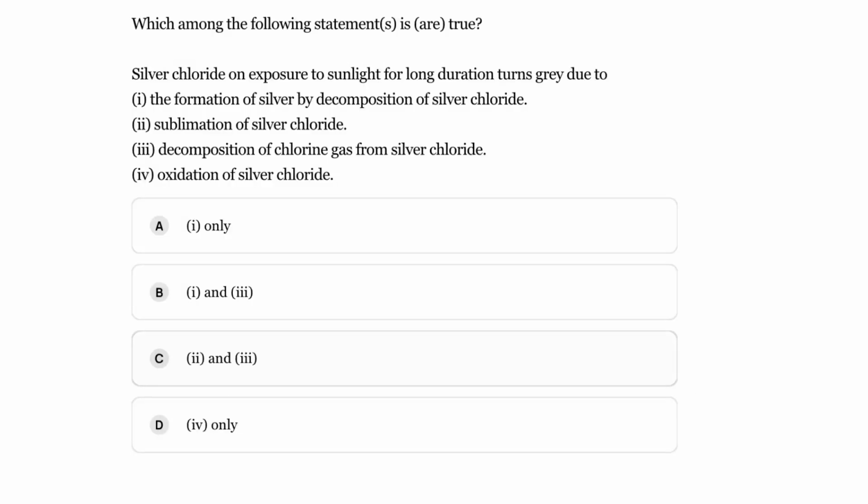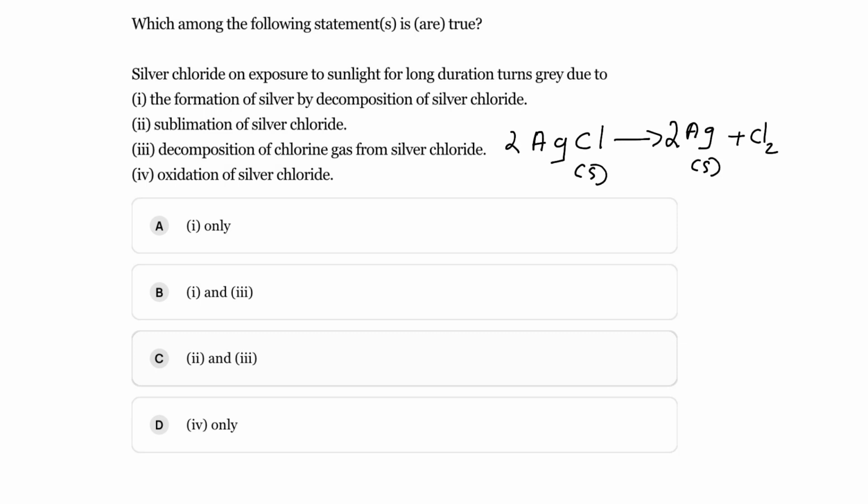Next question. Which among the following statements are true? Silver chloride on exposure to sunlight for long duration turns gray due to. You can see some statements. This is the reaction, right? AgCl, silver chloride, it is solid, okay? Becomes Ag, which is solid, plus chlorine. So this is the reaction that you already know.